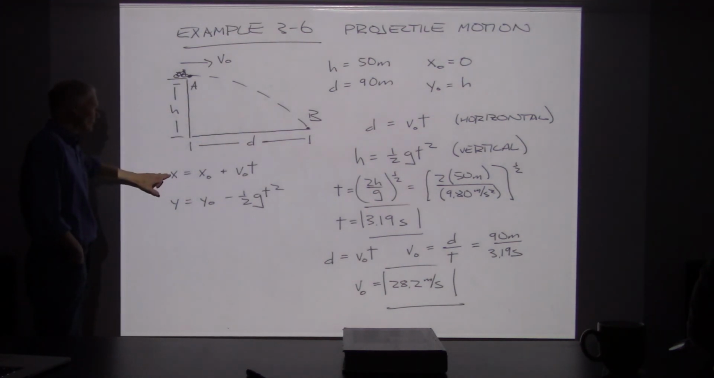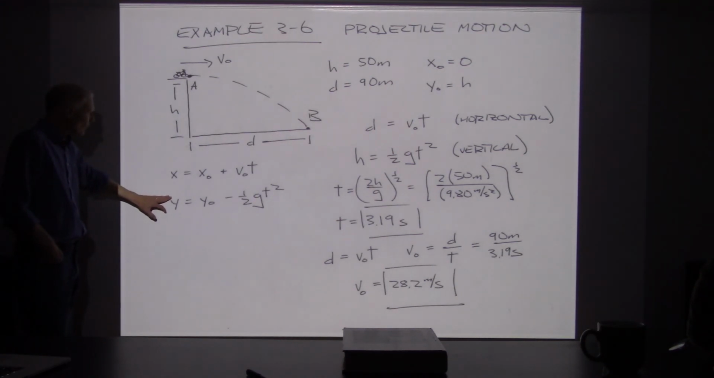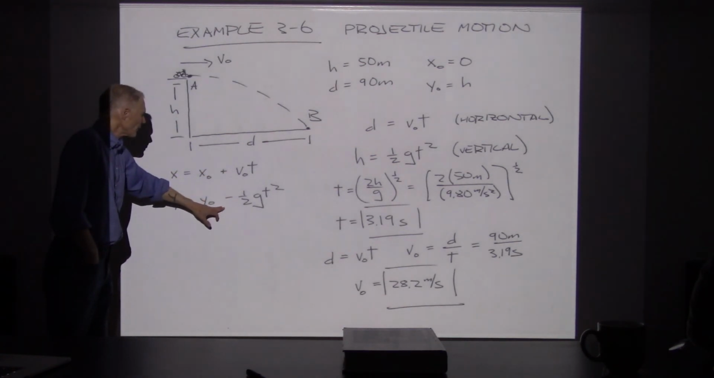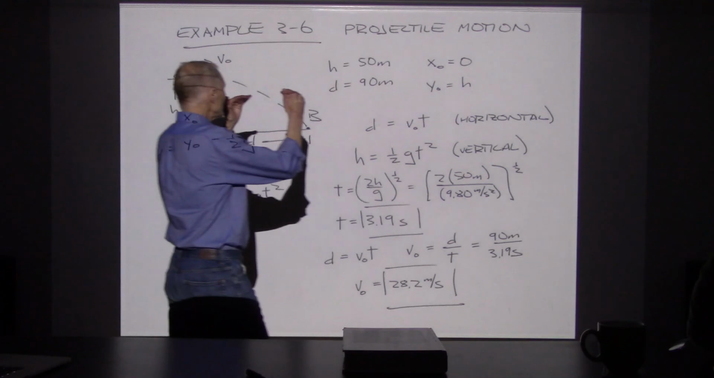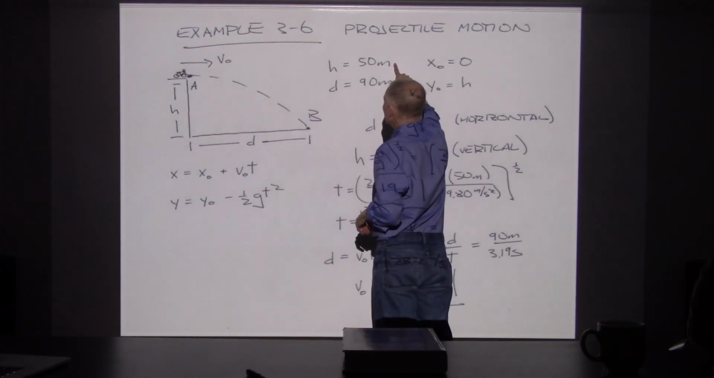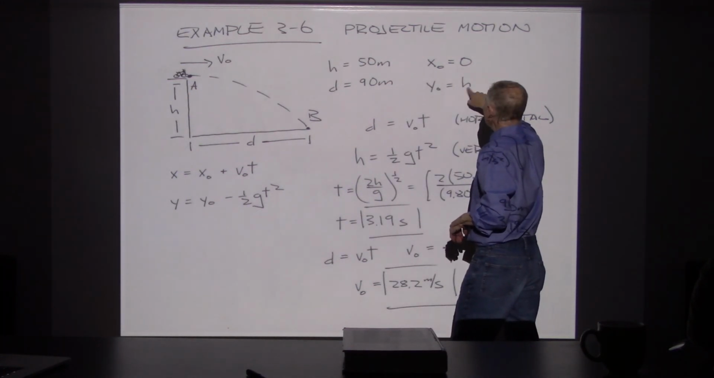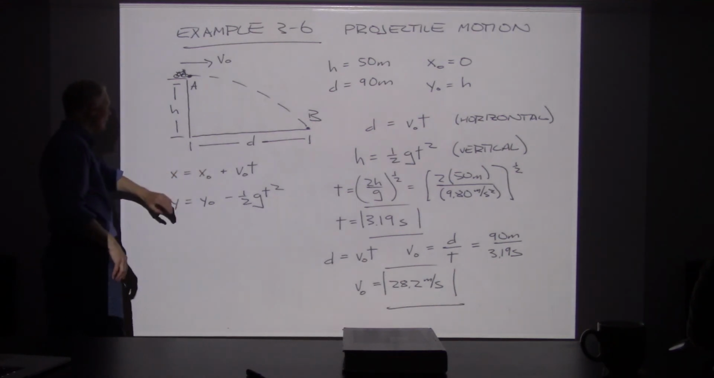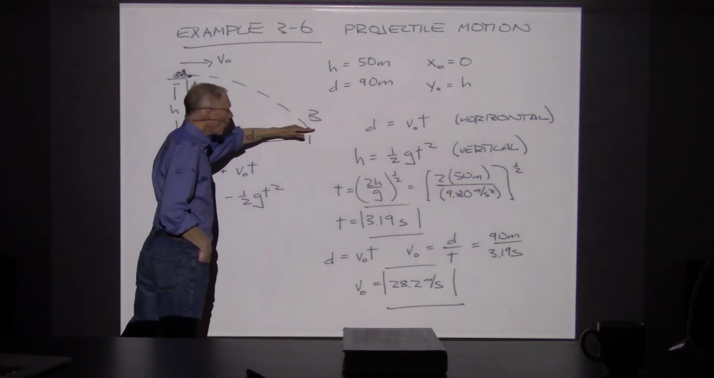For the x direction, there is my formula for constant velocity, x naught plus v naught times t. My formula for the y direction doesn't have any initial velocity, so I'm going to get away with y naught minus 1/2 g t squared. The given information is h equal to 50 meters, d equal to 90 meters, x naught is 0, and y naught I'm going to call h, 50 meters. When I land, y is equal to 0.